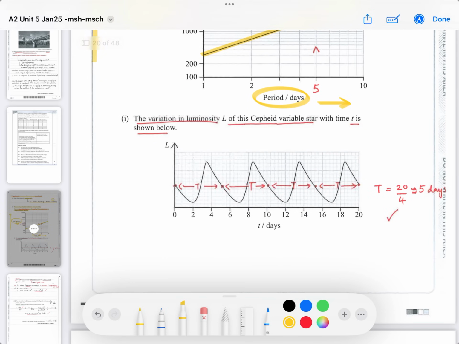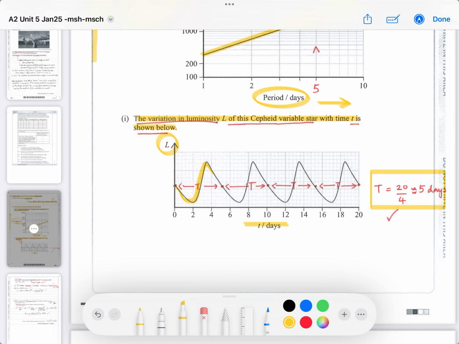So the variation in luminosity, L, of this particular Cepheid variable star with time is shown below. So in other words, any Cepheid variable has the luminosity which kind of varies over days. Okay? Now you can work out the period of this variation by counting how many peaks or complete waves you have. So I'm going to just trace over it.